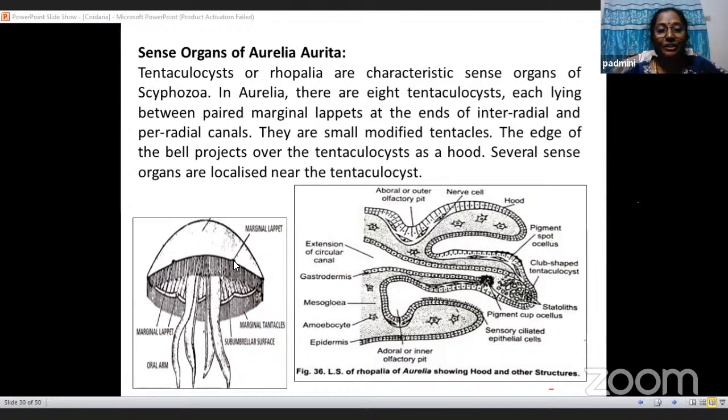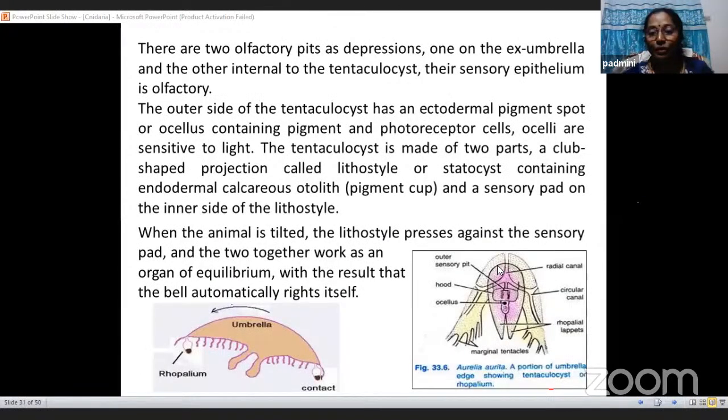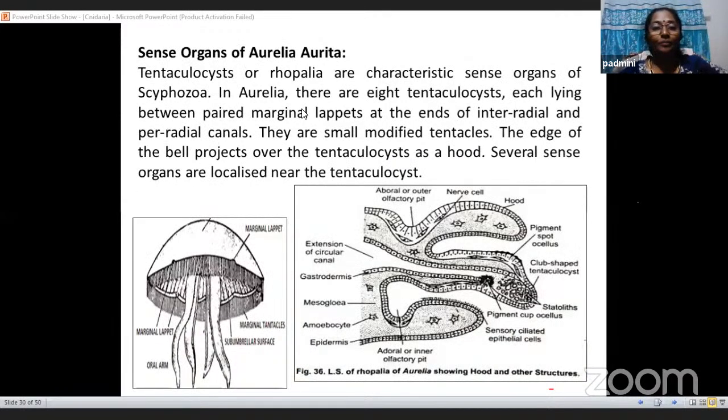So this is a marginal lappet. Can you see this lappet over here? This is the lappet that I was talking about, and the tentaculocyst is present over here. So this is a lappet that covers the tentaculocyst. And at the ends of interradial and perradial canals, you have those 8 tentaculocytes, and all these tentaculocytes are covered by the marginal lappets.